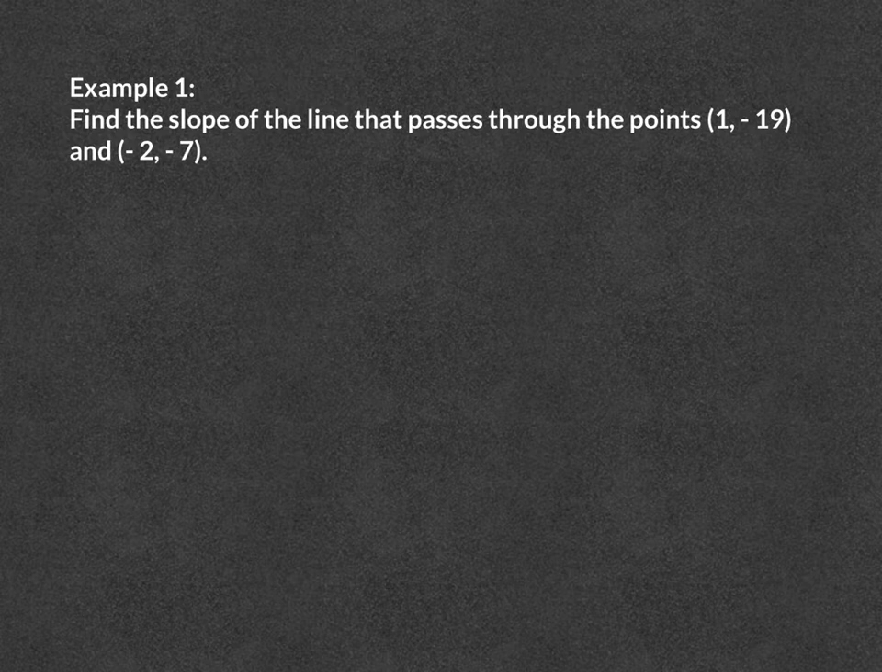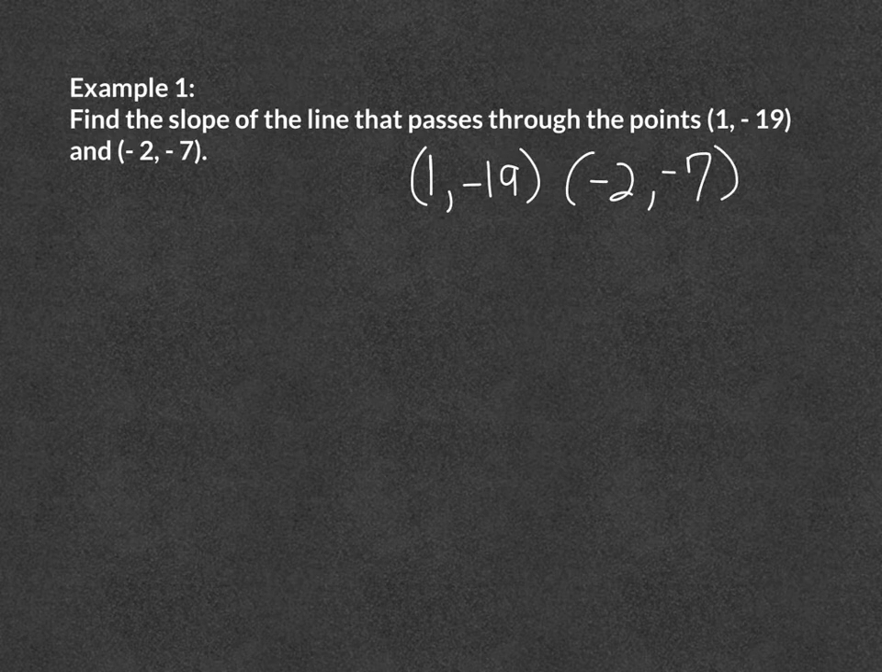So first I'm going to start by rewriting my points. So I have (1, -19) and (-2, -7). Now I'm going to label my points. So I have x sub 1, x sub 2. The reason why I identified them this way is because x sub 1 is the first x I see, x sub 2 is the second x I see. So this is going to be y sub 1, y sub 2.